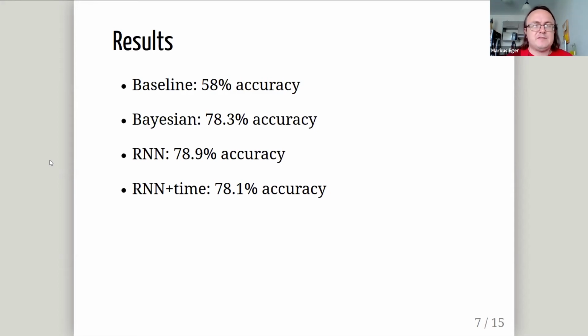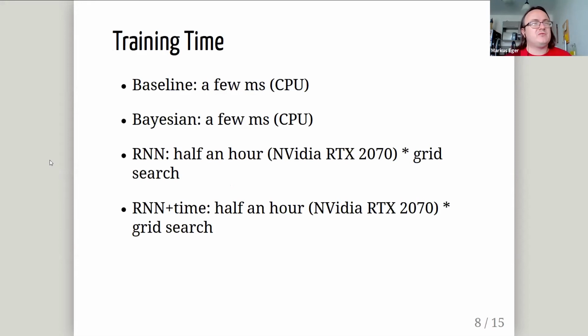One other aspect is how much you need to actually train these things. For the baseline and the Bayesian classifier, this takes a few milliseconds. I think Bayesian takes about half a second on a decent CPU, and that's pretty nice. For the RNN, the training takes about half an hour on a graphics card, and then we did a grid search to find the right parameters. So you can imagine, with many different settings for the grid search, this takes not an obscene amount of time, but maybe we'll have to run it overnight or over the weekend. And the same was true for the RNN that also takes time into account.